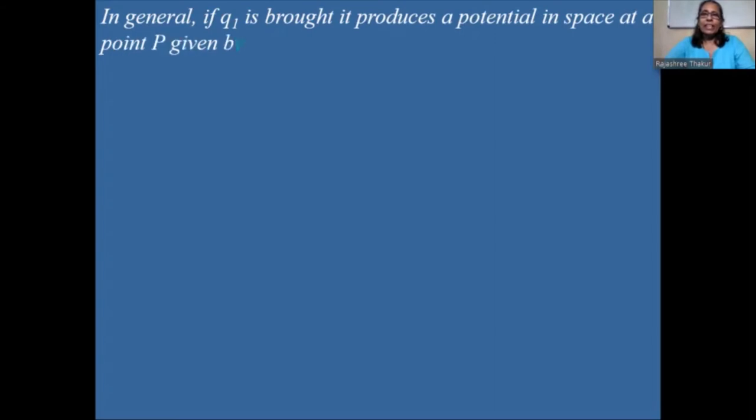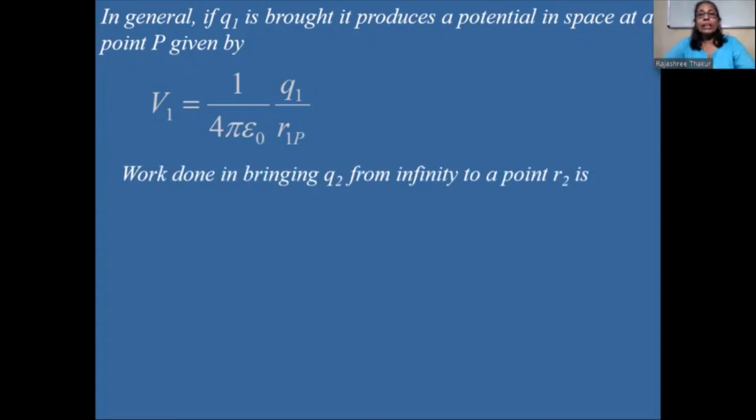In general, if Q1 is brought, it produces a potential in space at a point P, which is given by 1 upon 4 pi epsilon 0 Q1 upon R1P. As you know, R1P is the distance of the point P from charge Q1. Now, work done in bringing another charge Q2 from infinity to a point with position vector, say R2, is given by Q2 multiplied by the potential at that point, which is equal to 1 upon 4 pi epsilon 0 Q1 Q2 upon R12, where R12 is the distance of charge Q2 from charge Q1.